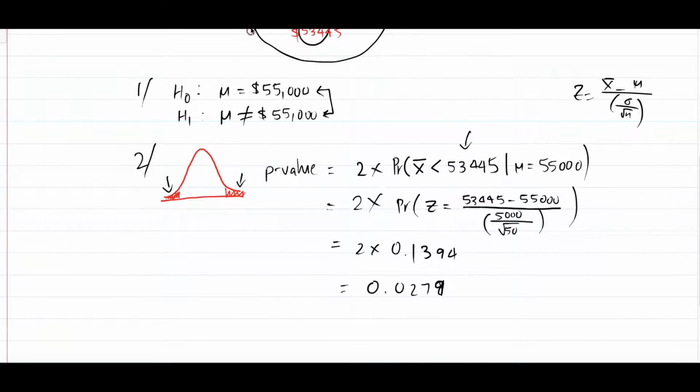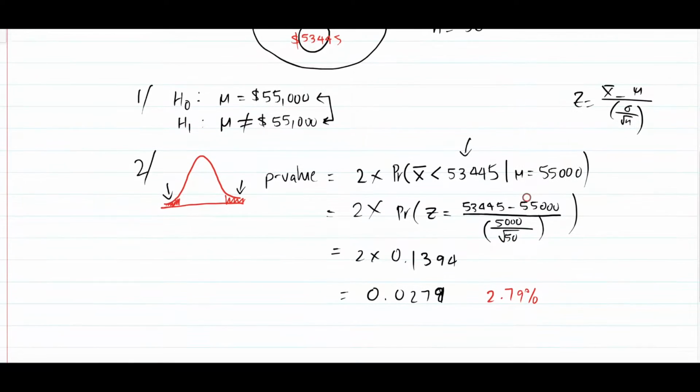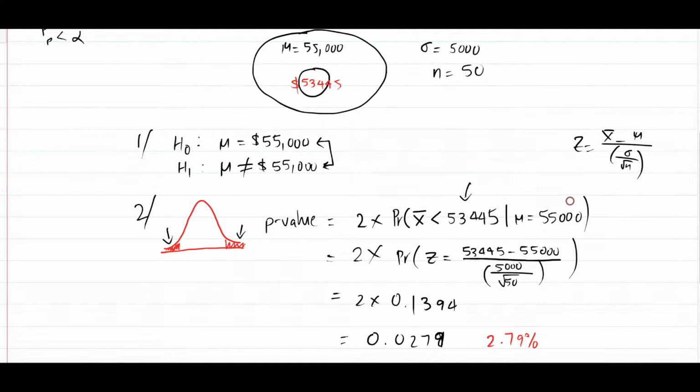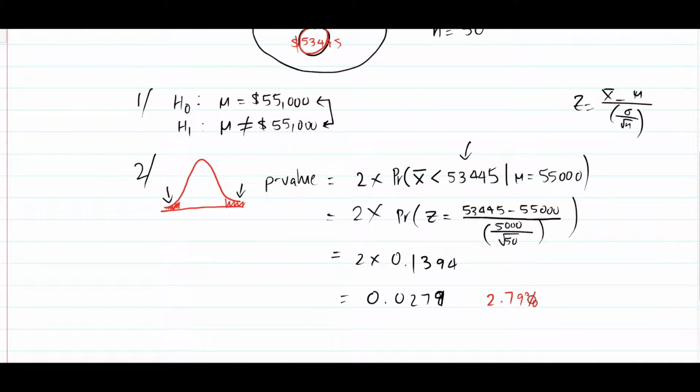So what that means is, I had a 2.79% chance. Given that the mean was 55,000 for the entire population, the mean salary, I had only a 2.79% chance of obtaining this sample with an average of $53,445 as the average salary. So that's a fairly low chance, only 2.79%.